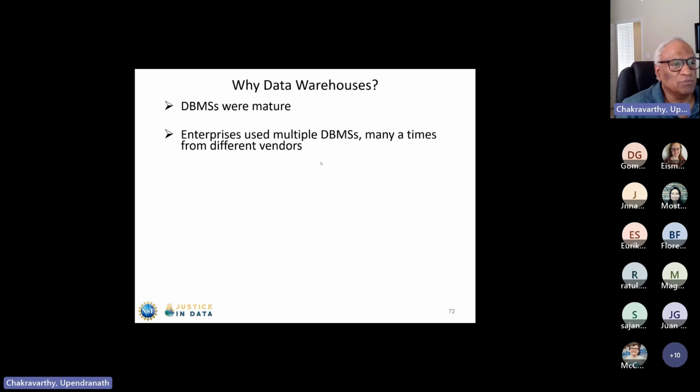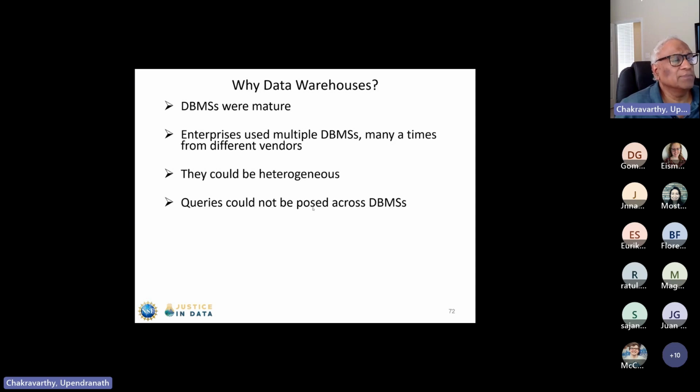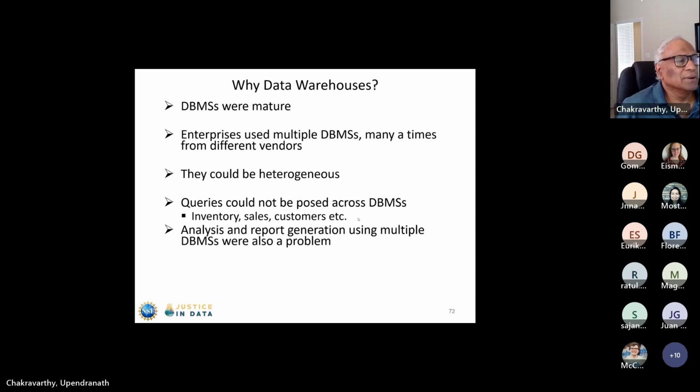This could happen because of mergers, or because one unit is using one database, the other unit is using another database, and they cannot talk to each other. They could be heterogeneous databases. Queries could not be posed across DBMSs. You could not pose a query between inventory and sales, for example, and that is very important. Analysis and report generation using multiple data sources were also a problem. So data warehouses were proposed as a solution to this.